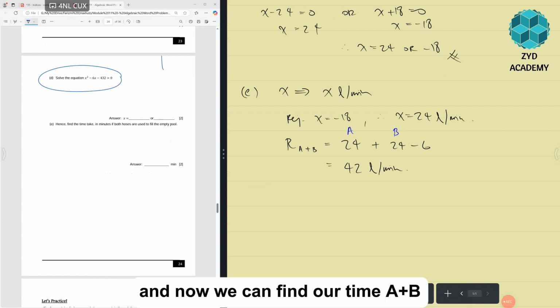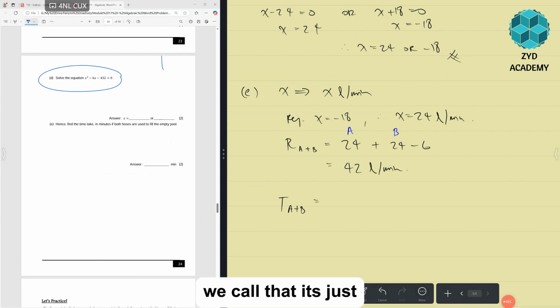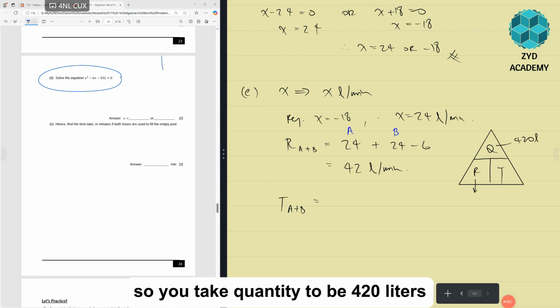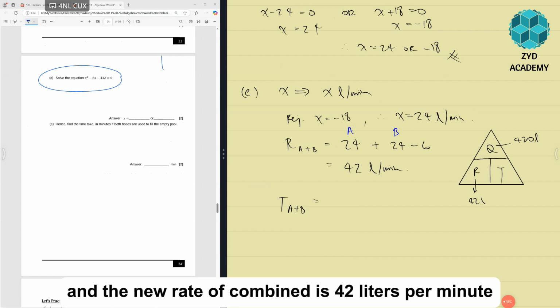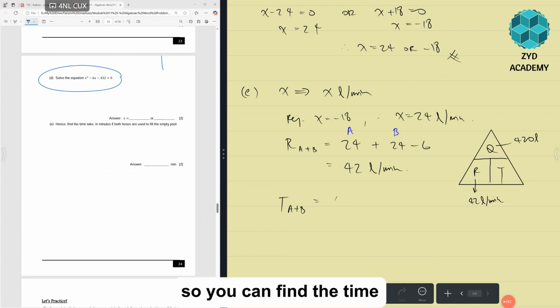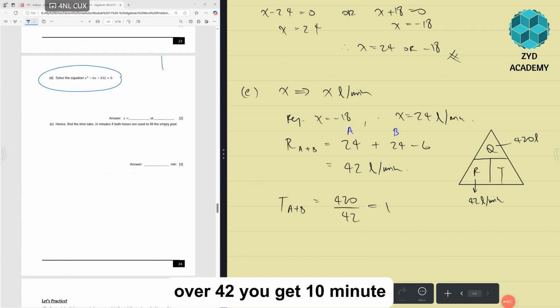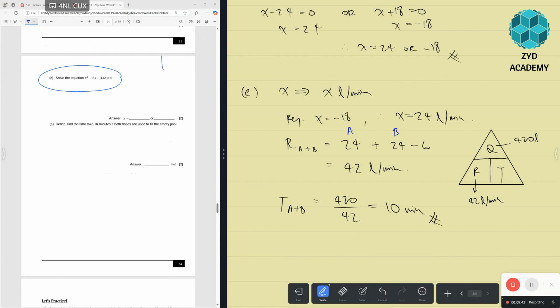And now we can find our time, A plus B. Recall that it's just a DST triangle. So you take the quantity to be 420 liters, and the combined rate is 42 liters per minute. So you can find the time, which is just quantity over rate, which is 420 over 42. You get 10 minutes. Right, that's all.